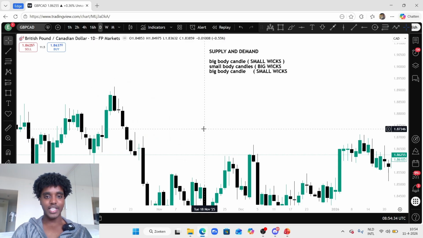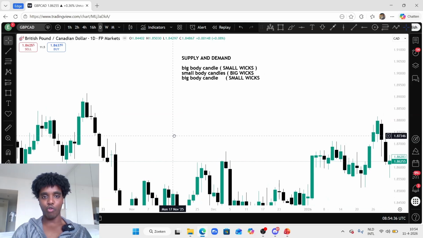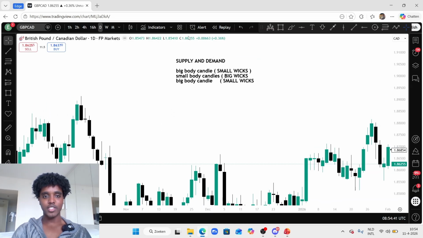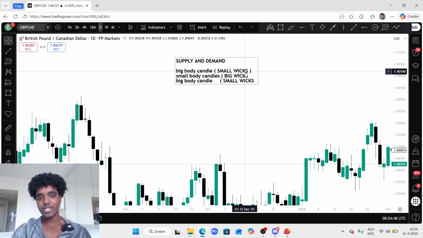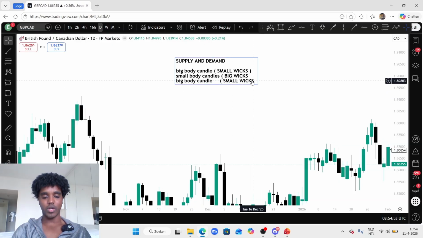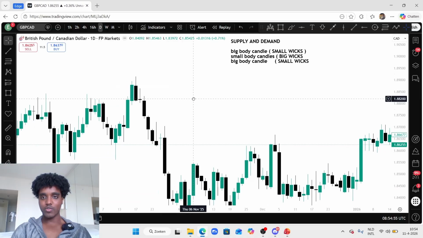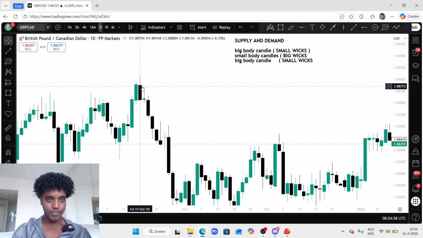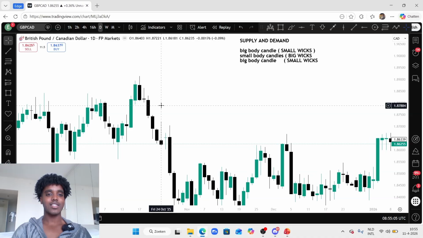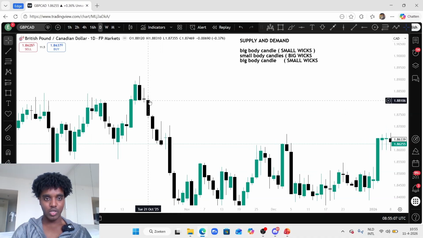Okay, so now we understand how these supply and demand formations are formed. We want to look for them in the charts, and once again, for these formations we need to see a big body candle with small wicks followed by small body candles with big wicks, and lastly a big body candle with small wicks, right? So let's look for these formations, and I think I see one here. We see here a big body candle with small wicks followed by a small body candle with big wicks, and lastly the second leg, the big body with small wicks.